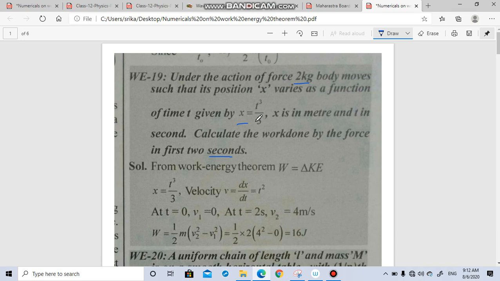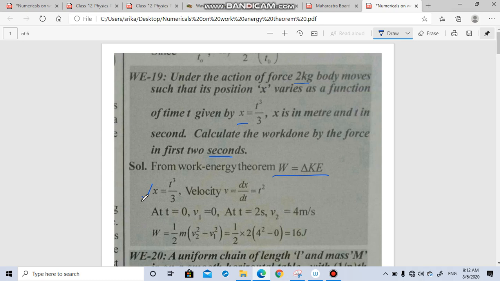So here you see that position is varying, it's a variable position. The work energy theorem says that work is equal to change in kinetic energy. Here position is provided, it is given in the question. x is equal to t cube by 3.